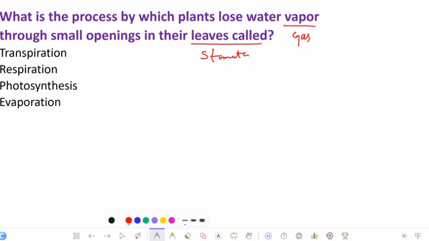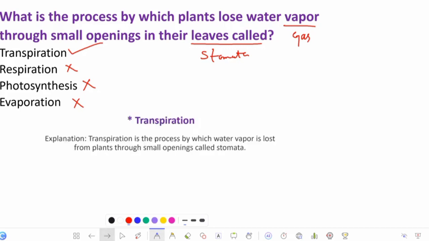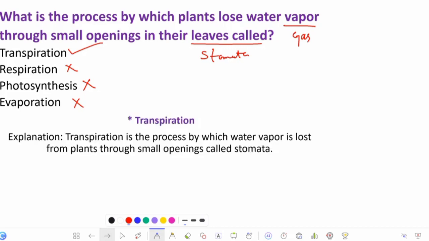It is transpiration, because respiration is the process of gas exchange, photosynthesis is the synthesis of food, and evaporation is again the conversion of liquid into gas form. So the correct option is transpiration, the process through which plants lose their extra water. Transpiration is the process by which water vapors are lost from plants through small openings called stomata.